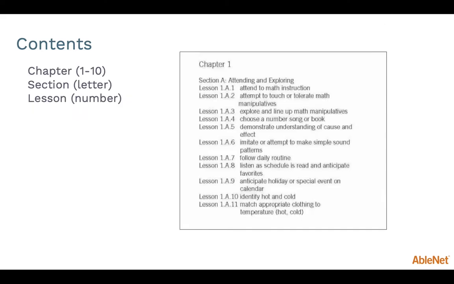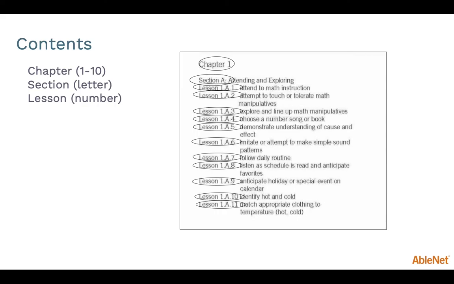As you read through the contents pages, note how these pages are organized and how lessons are identified. In this example you're looking at, Chapter 1, Section A, as you can see, this section of lessons is dedicated to attending and exploring. Under the section, it is divided into 11 lessons centered around attending and exploring math objectives. This is how all chapters are organized. The number of sections and lessons vary from chapter to chapter.